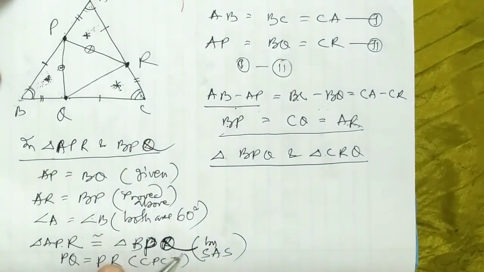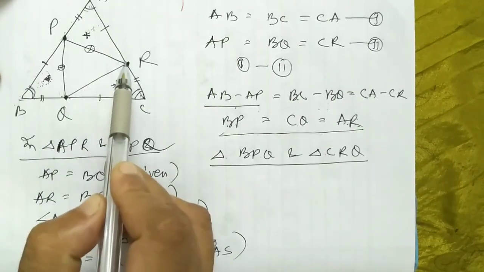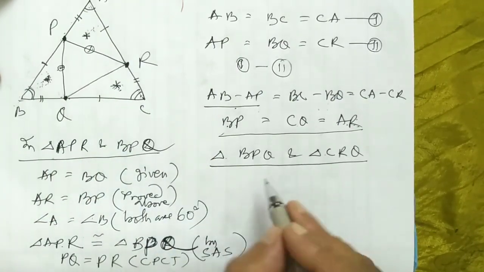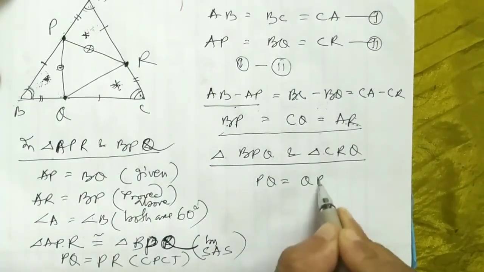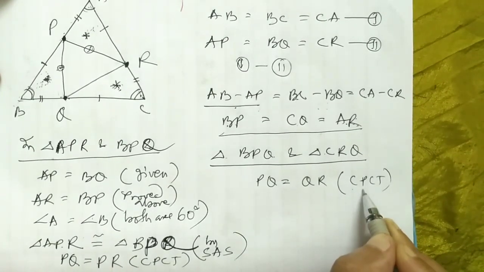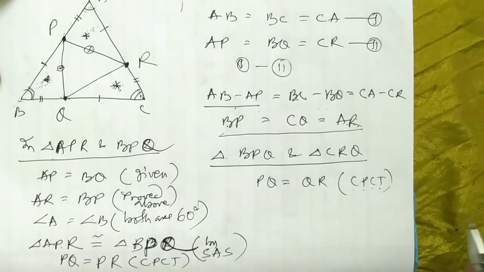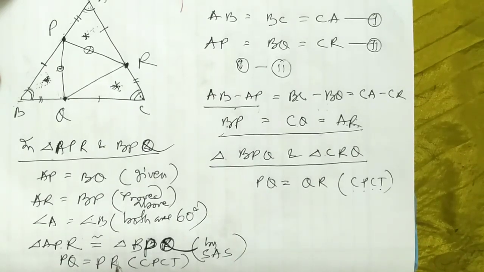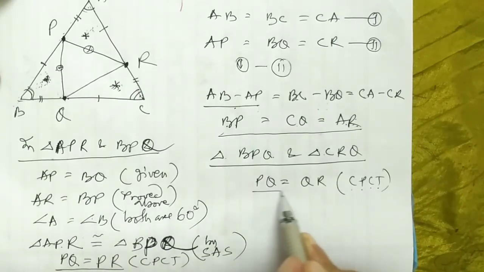The same way, PQ equal to QR. How? CPCT, corresponding part of congruent triangle. So first we got PQ equal to PR. Now we are getting PQ equal to QR.